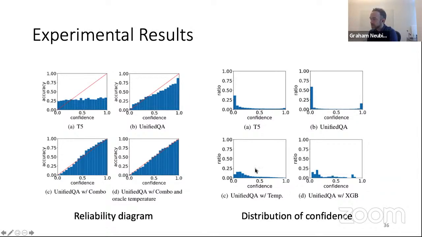And also, interestingly and perhaps importantly, UnifiedQA is usually very unconfident or very confident, whereas UnifiedQA with temperature scaling or with various other modifications gives a reasonable confidence value between like 5% and 90%, as opposed to being 100% confident every time.